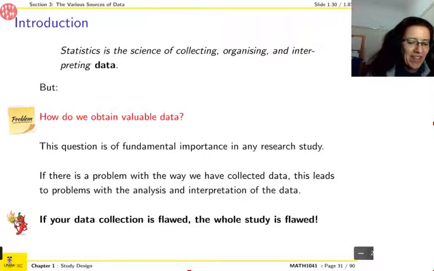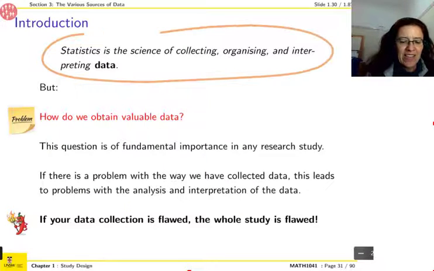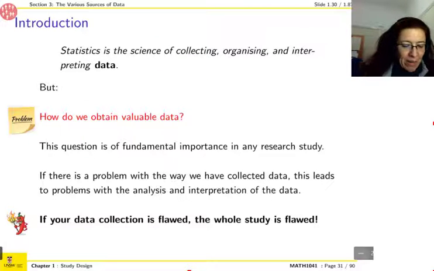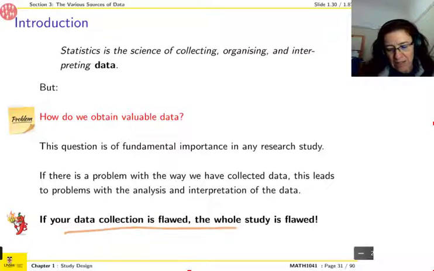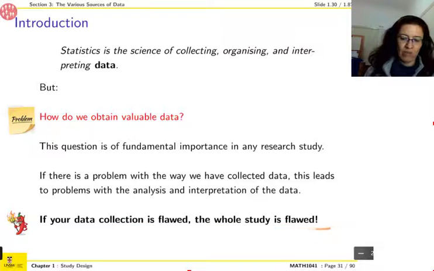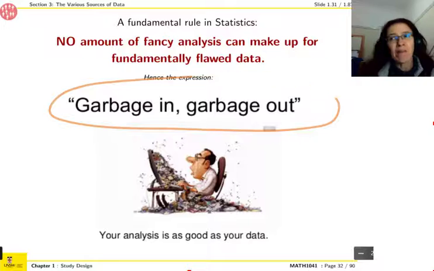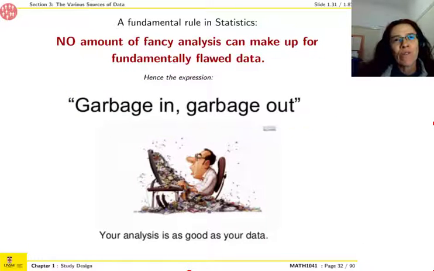Let's get started. So we said that stats is the science of collecting, organizing, and interpreting data. But how do you get this data to start from? It's really important to realize that if the way you collected the data is flawed, the whole study is flawed. And I particularly like this summary: garbage in, garbage out. You can do all the fancy analysis you want. If initially your data was not collected correctly, you will not get good results.